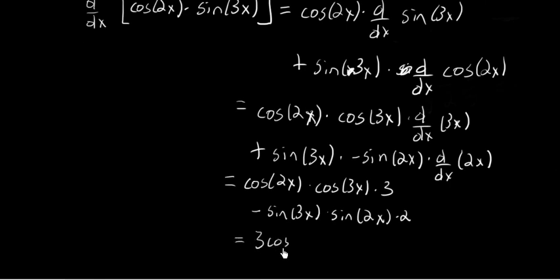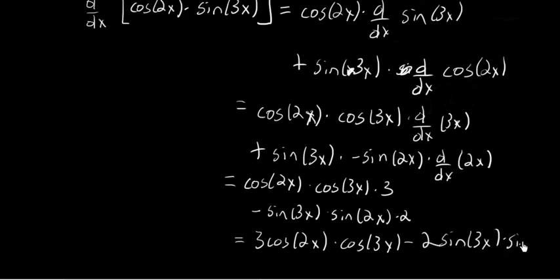So we have 3 cosine of 2x cosine of 3x minus 2 sine of 3x sine of 2x.